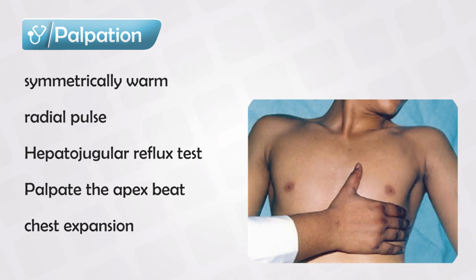You should also palpate the apex of the heart, which deviates in cases of cardiac hypertrophy, and also the chest expansion like we said. By placing both hands on the patient's chest, you can see if one part is rising more than the other.